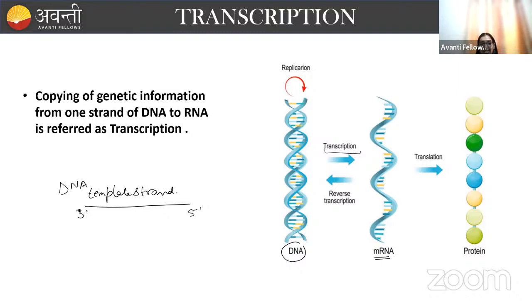So the mRNA is made by RNA polymerase, which is a DNA-dependent RNA polymerase enzyme. Why is it DNA-dependent? Because it is using one strand of the DNA as a template for the synthesis of the mRNA. So it is a DNA-dependent RNA polymerase. So the RNA polymerase will use this 3' to 5' strand of the DNA as a template and will synthesize the mRNA. This process, where the genetic information is transferred from the DNA to mRNA, is known as transcription.